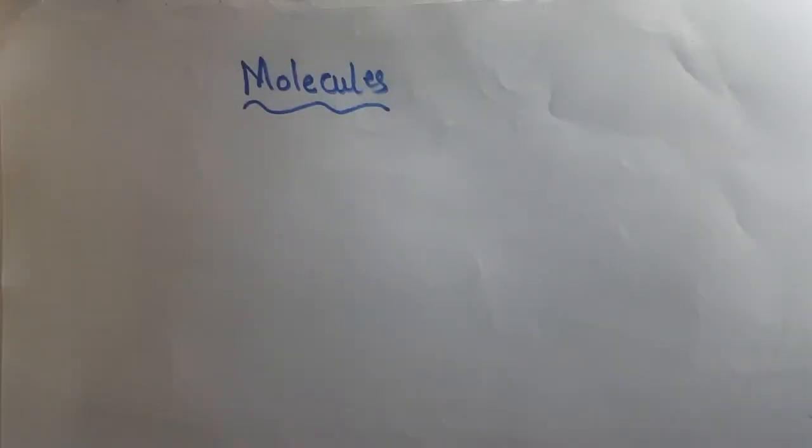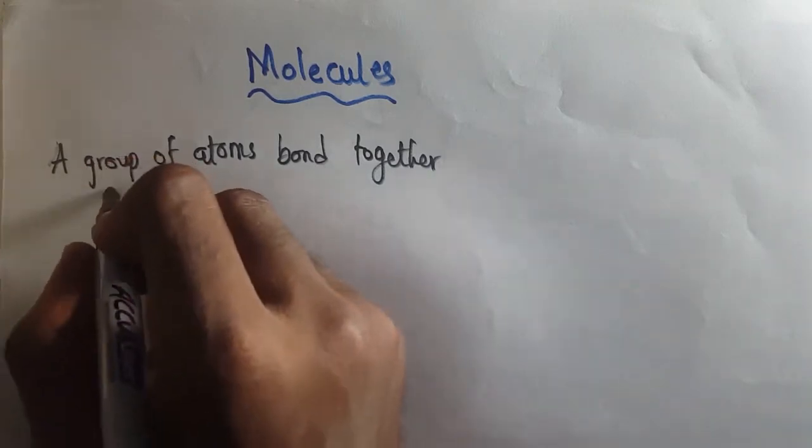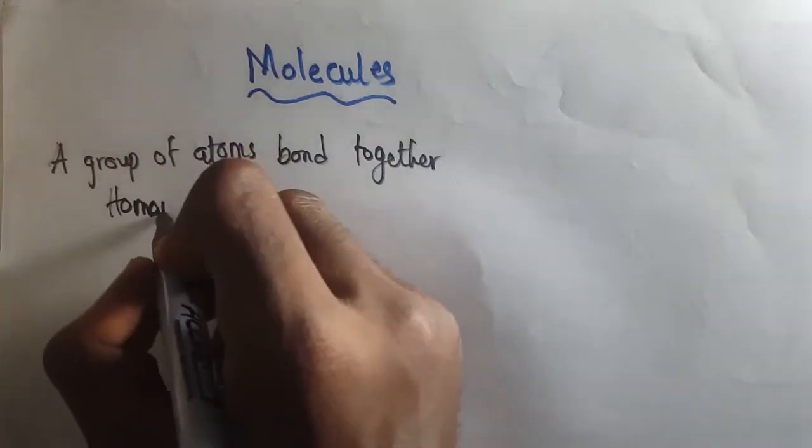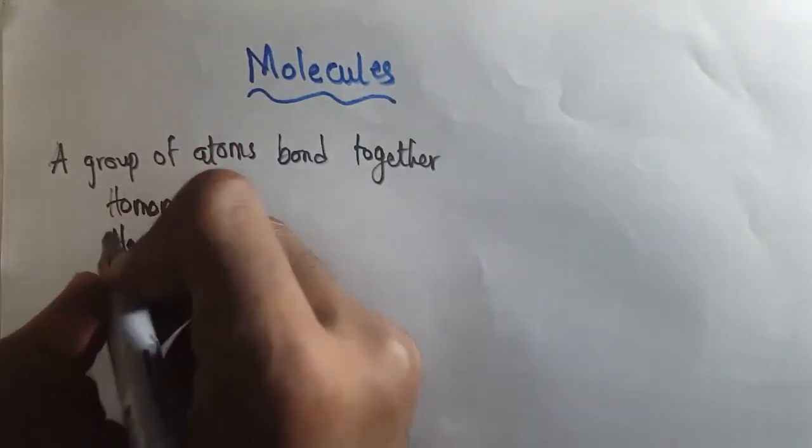So over here we are going to look at what molecules are. We've spoken about atoms. We said that atoms are the basic unit of matter, and that when you have the same kind of atoms together, they are called elements. Now we are going to look at what molecules are. A group of atoms bound together are molecules. There are 2 types of molecules. We have homonuclear and heteronuclear molecules. Don't worry about the names, it's something very simple.